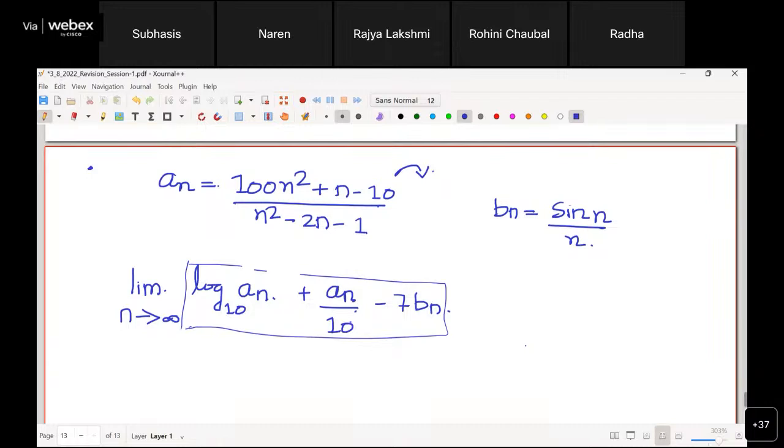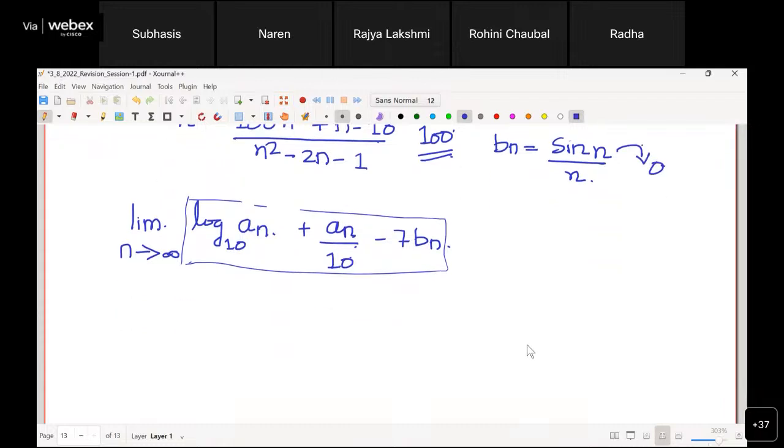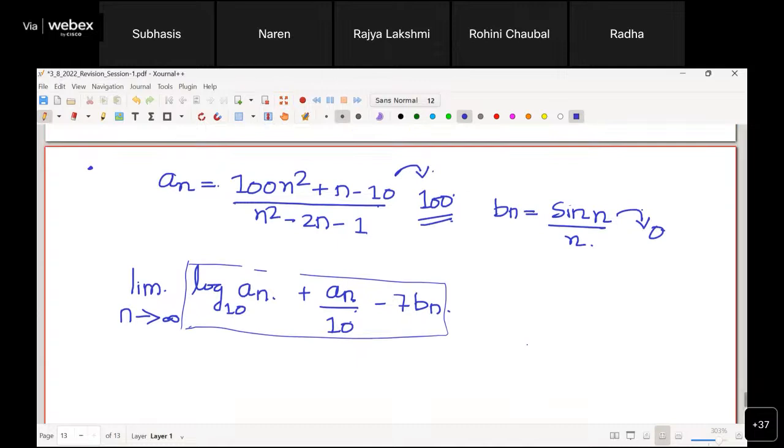First tell me. 100. 100, right? What is the limit of this sequence b_n? b_n is 0. 0, right? So now what you basically need to do is just substitute this over here. So this is basically log 10 of 100 plus, n is 100, 100 by 10, 10 minus 7 into 0. Right?